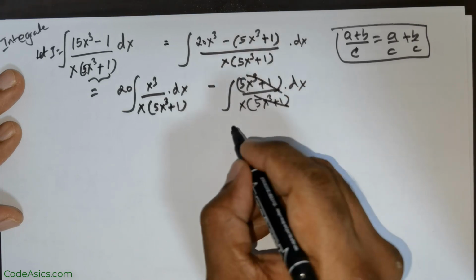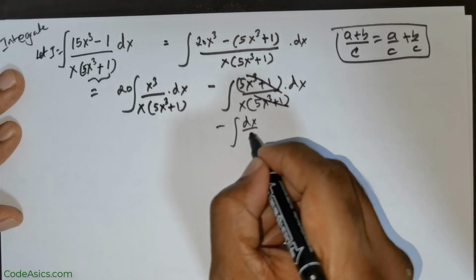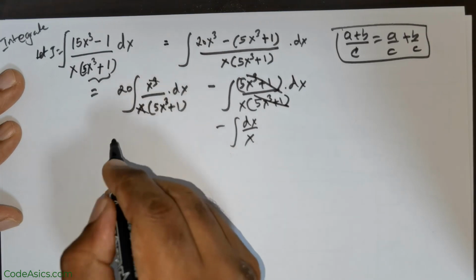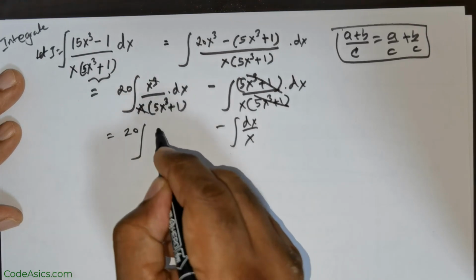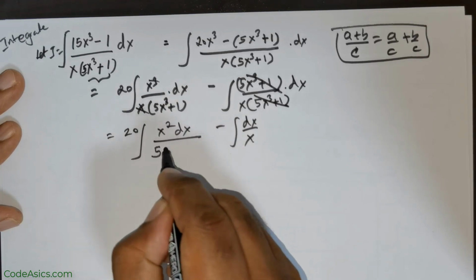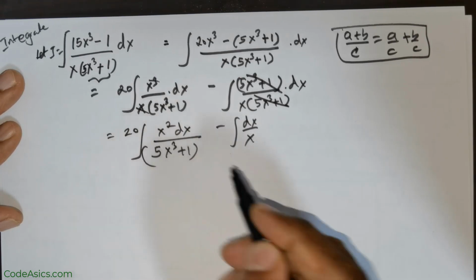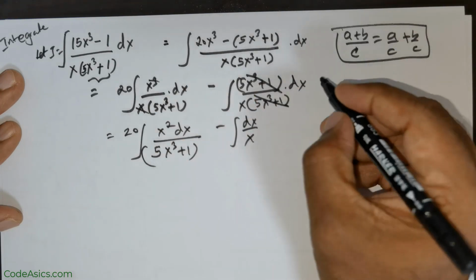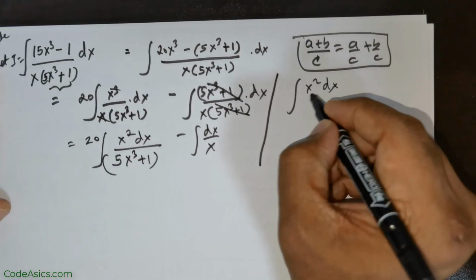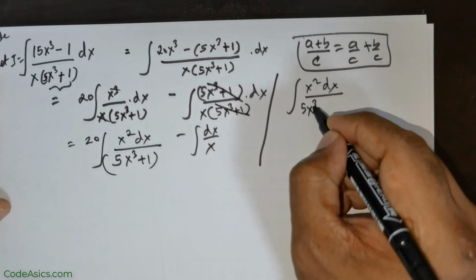Now this and this get cancelled, giving you negative integral dx over x, so this is simple, and this and this get cancelled, giving you 20 times x to the power of 2 times dx over 5x to the power of 3 + 1. Now let me consider this term: x to the power of 2 times dx divided by 5x to the power of 3 + 1.